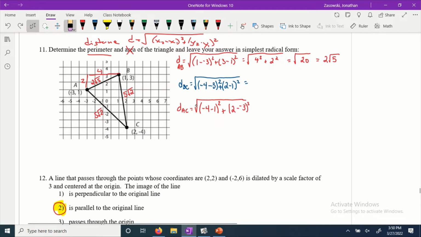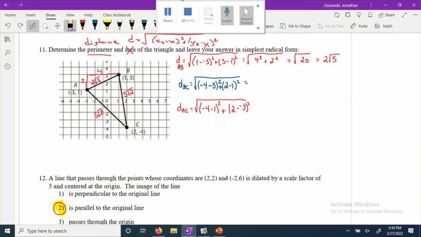All right, the answer is not going to change. So 2 minus 1 squared is going to be 1 squared. 4 minus negative 3 is plus negative 7 squared. The reason it's not going to change is because we're adding these amounts after we square them, and they become positive. This is going to be the square root of 50, which is 5 times 5 times 2, so that's going to be 5 square root of 2.